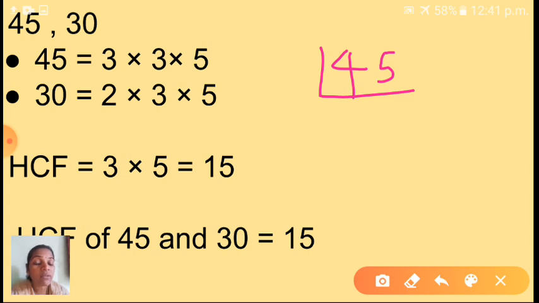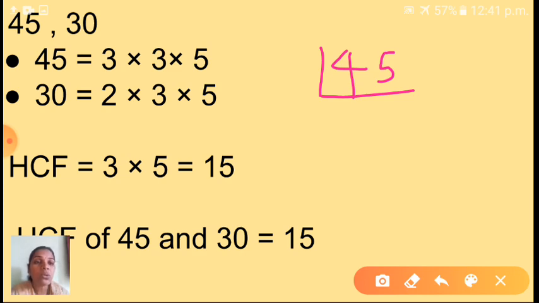So this 45, can we completely divide by 2? No, because it is an odd number. And next prime number is what? 3. Okay, so this 45, can we completely divide by 3? Yes. How will it come to know? Yes, this is a 2 digit number 45. You have to add these 2 digits. 4 plus 5 is equal to 9. So 9 we can completely divide by 3. So this 45 also we can completely divide by 3.